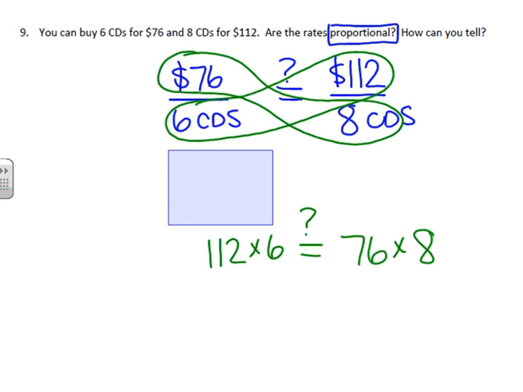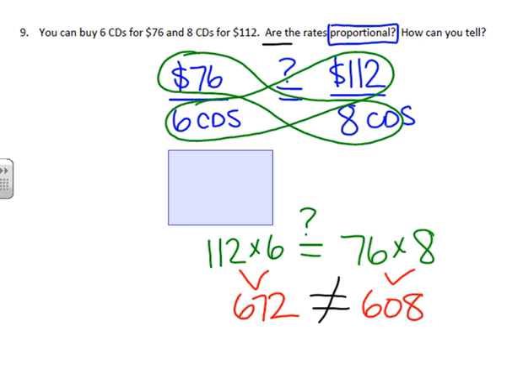Okay, 112 multiplied by 6 is going to give you 672. 76 multiplied by 8 is 608. And those two values are not equal, so we'll put the unequal symbol between them. And then we would answer the question and say, no, the rates are not proportional because the cross products are not equal. If you did it with the unit rate method, you could say that the rates are not proportional because they have different unit rates.